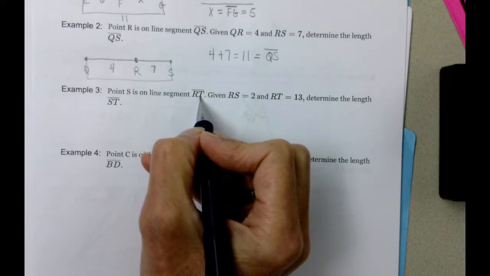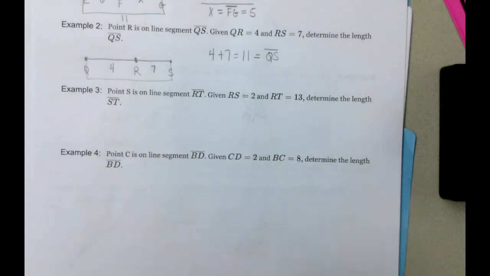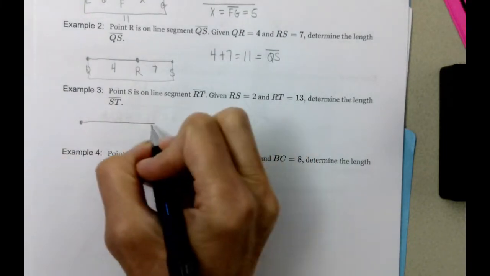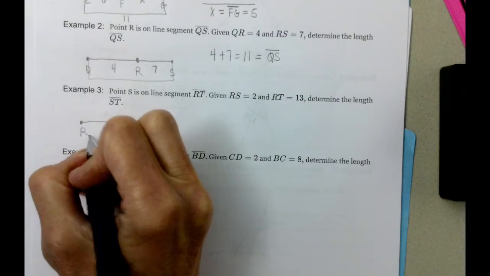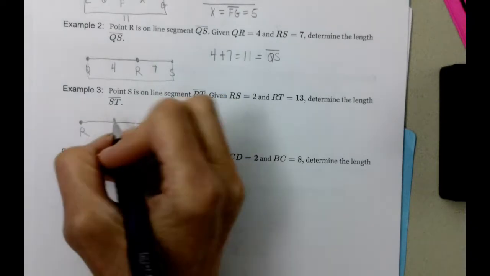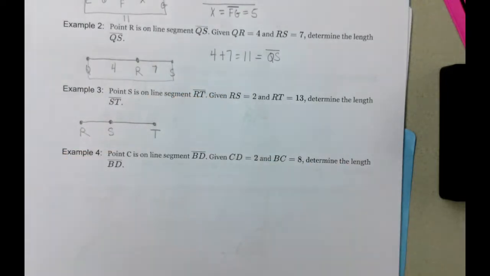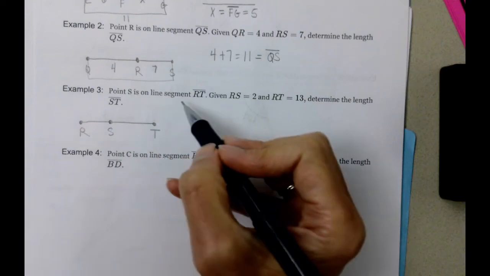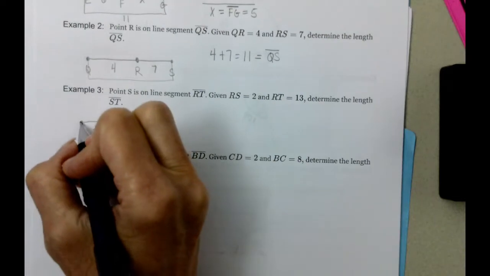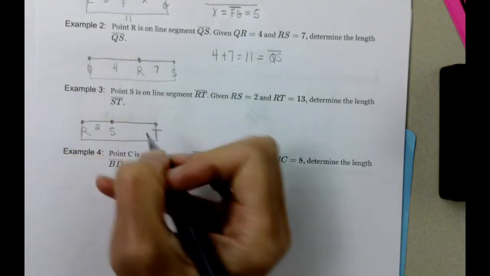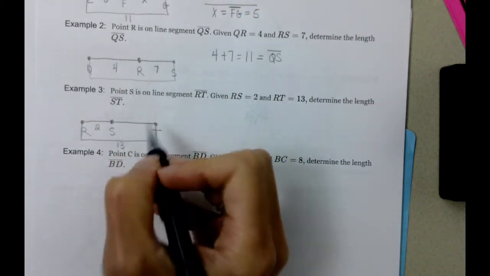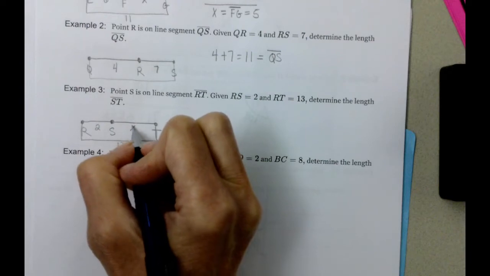Point S is on line segment RT. Draw the picture. All geometry teachers are probably really insistent that you draw the picture. So here's RT. Point S is on there, so somewhere here. Point S is on line segment RT. Given that RS is 2 and RT, the entire length of our given statement, is 13, we want to determine the length of ST. Again, I'll call it X and apply some algebra to it.